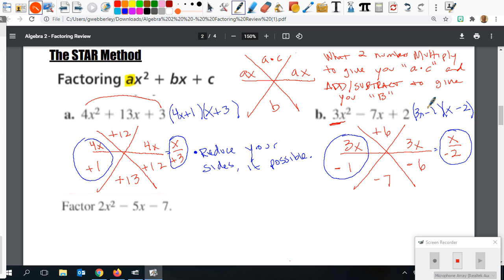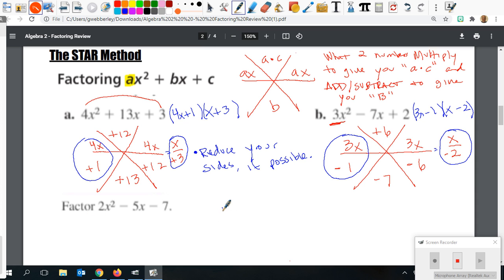The 3x times the x is 3x squared. Outside is negative 6x, inside is negative 1x. That makes a negative 7x, you combine. Negative 1 times negative 2 is the positive 2. So you can always double check that. Okay, one last one we'll try together, and then I'll let you work on things on your own.